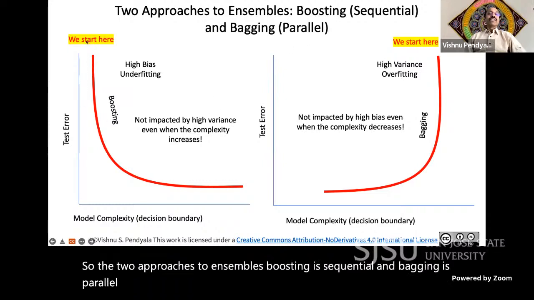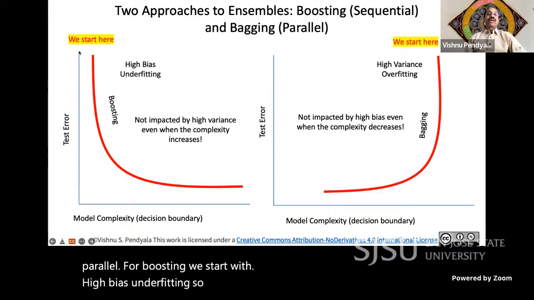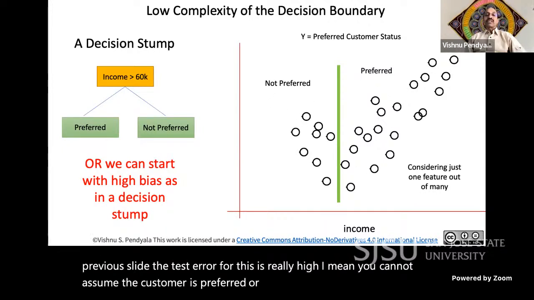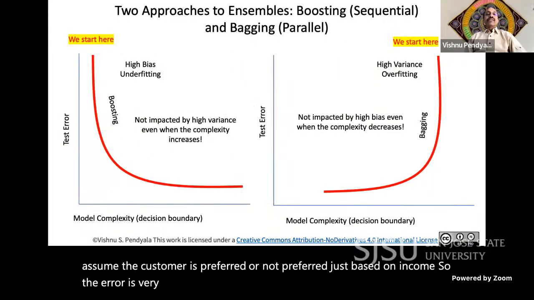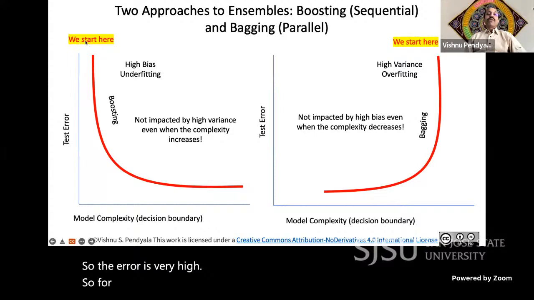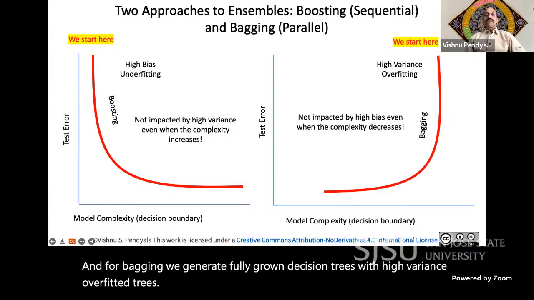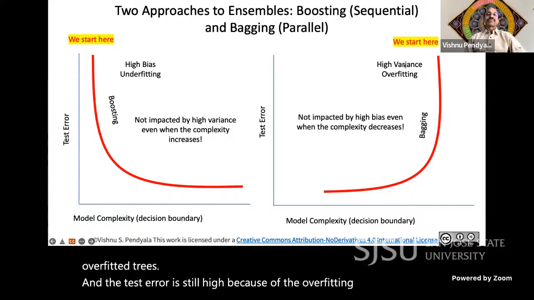For boosting, we start with high bias underfitting. So the test error is still very high, right? Imagine the previous slide. The test error for this is really high. I mean, you cannot assume a customer is preferred or not preferred just based on income. So for boosting, the error is high because of high bias. And for bagging, we generate fully grown decision trees with high variance, overfitted trees. And the test error is still high because of the overfitting and variance.